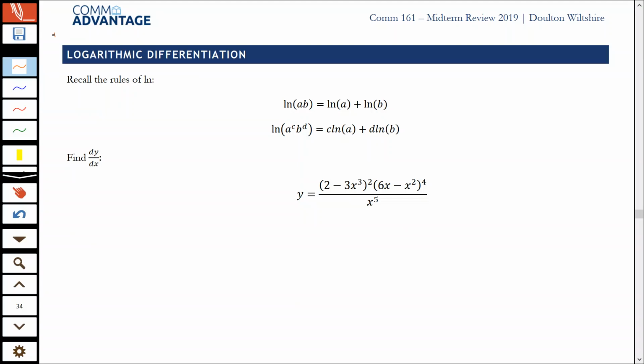If I have ln of a times b, that's equal to ln a plus ln b. So that means that if I have ln of 5x, that's the same thing as ln 5 plus ln x. If I have ln with a bunch of bases and exponents, we want to remember that when we ln something, the exponent comes down and out front.